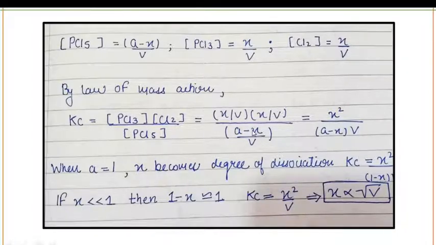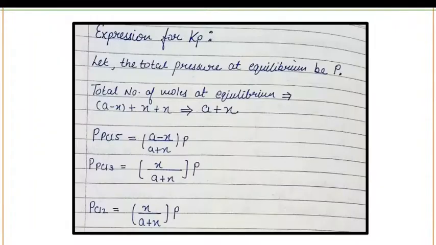Okay. Now, if you divide the moles by volume, you will get the concentrations of PCl5, PCl3 and Cl2 like this, and by applying the law of mass action, you can calculate the value of Kc. After solving, you will get Kc as x square divided by A minus x into V. If the value of A is 1, then x becomes the degree of dissociation, which means Kc will be equal to x square divided by 1 minus x, into V. If x is less than 1, then 1 minus x is nearly equal to 1, which means Kc is equal to x square by V.